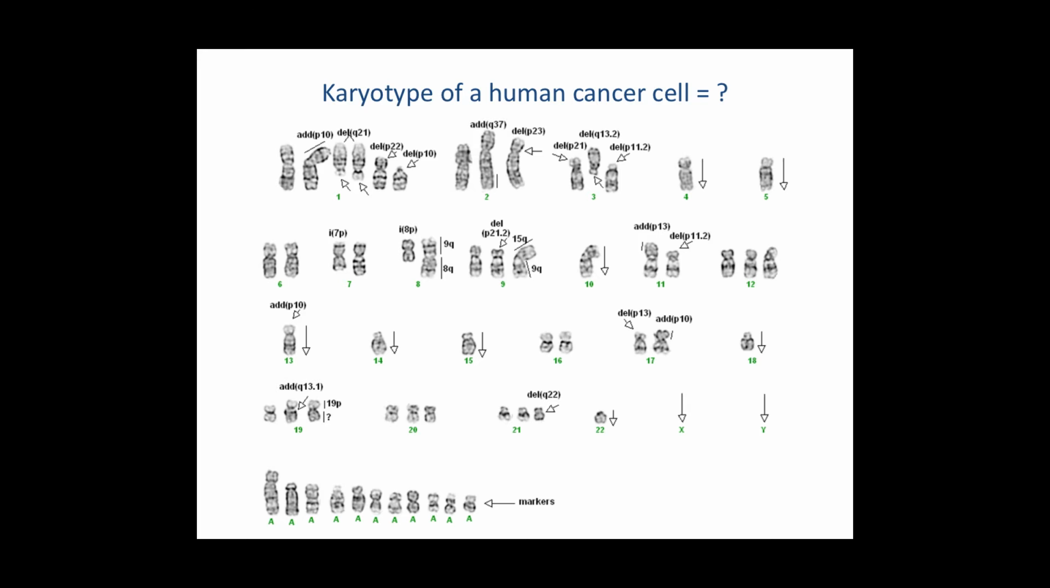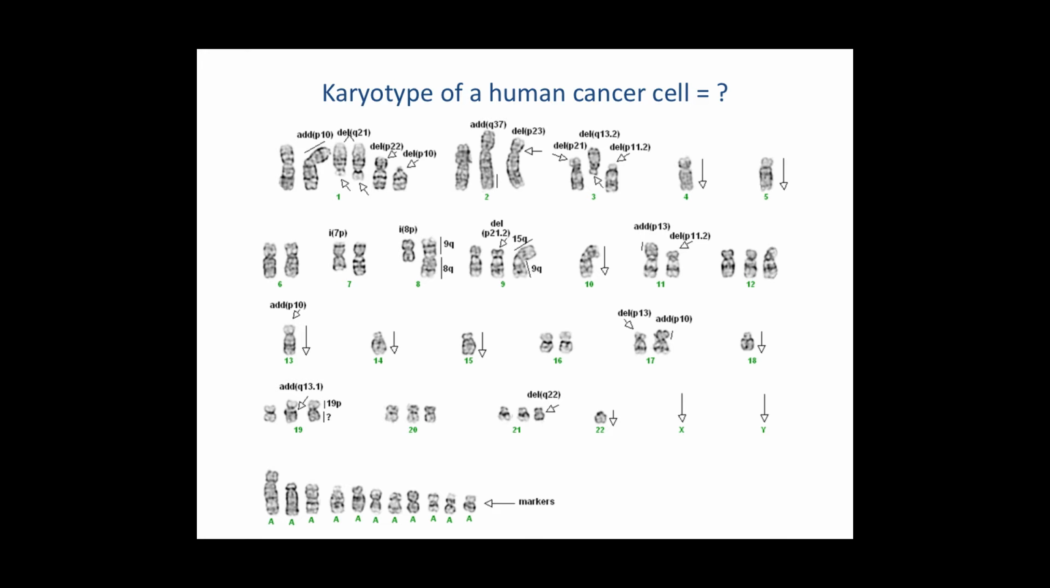Here's a karyotype from a human cancer cell. As you can see at a glance, this is nowhere near a normal karyotype. Take chromosome 1. Instead of just being a pair of chromosomes 1, there appear to be 6 copies of chromosome 1. And only one of those copies is normal in size. The other 5 copies either have extra DNA in addition, or are missing part of the chromosome, a deletion.